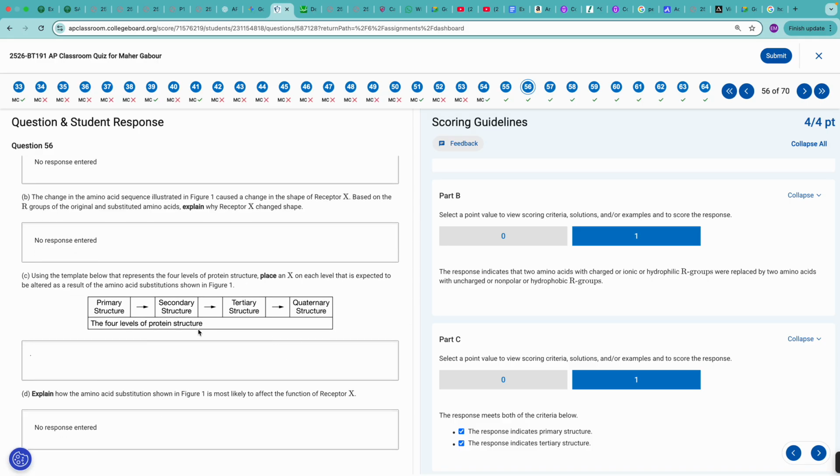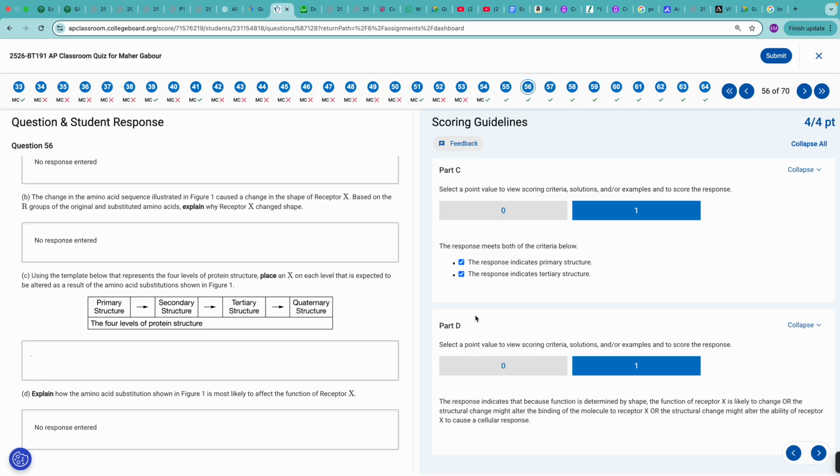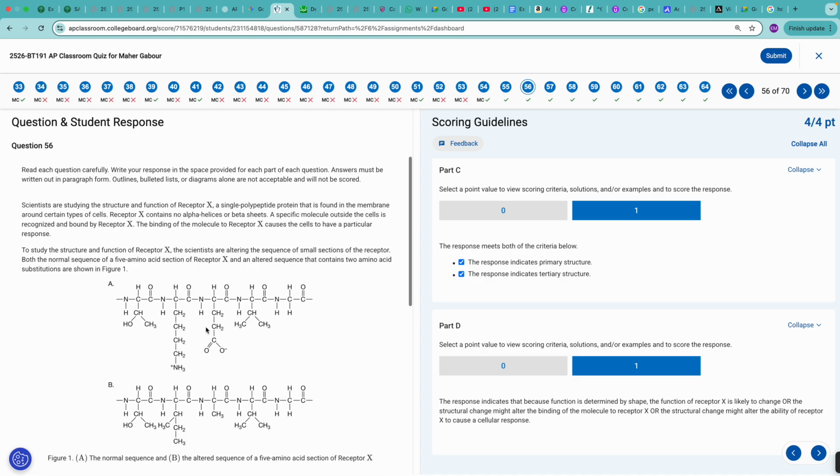Using the template below that represents the 4 levels of protein structure, place an X on each level that is expected to be altered as a result of the amino acid substitutions in figure 1. For this one, you only have to put an X on the primary structure and the tertiary structure. Primary and tertiary structure. Why?